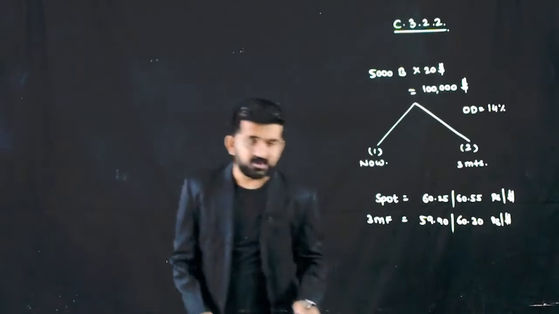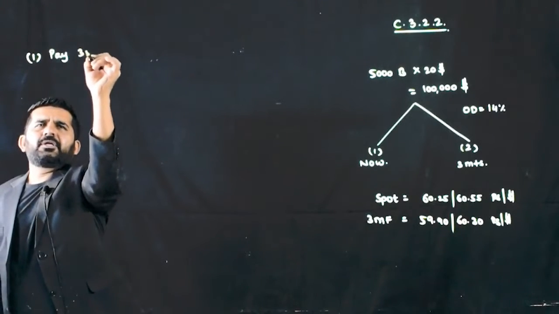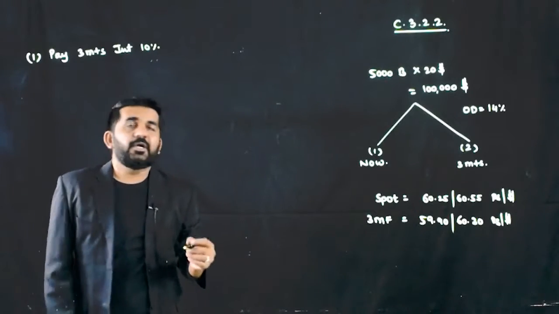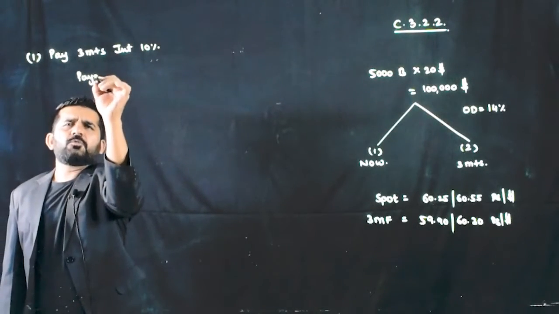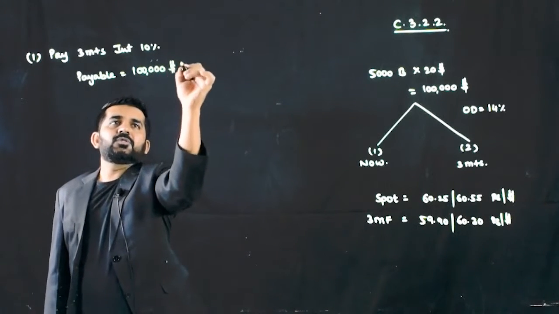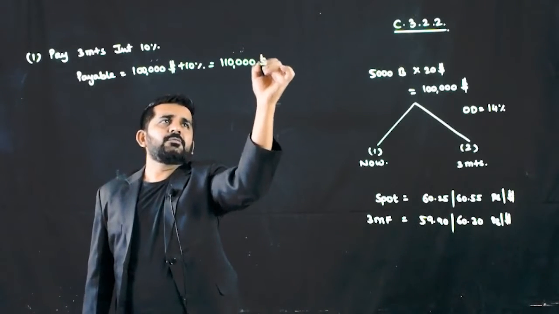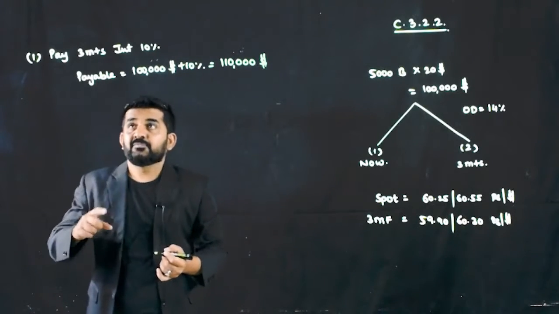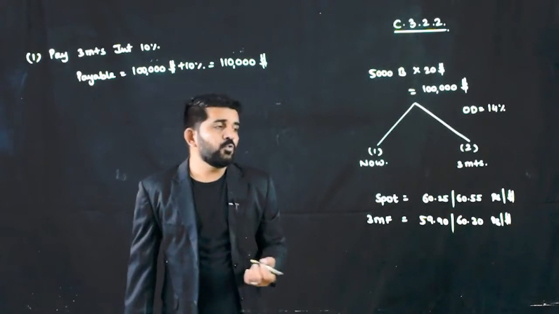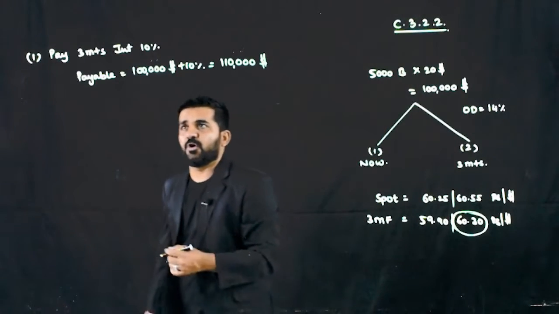Pay in 3 months with the interest of 10%. Option number 1. Pay in 3 months with an interest rate of 10%. Interest rate of 10% means what will be payable? $1 lakh plus 10% is $1,10,000. It will be payable after 3 months, so I'll have to take a forward. I'll have to purchase a dollar in 3 months forward.